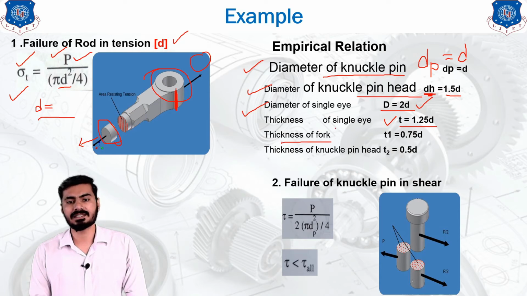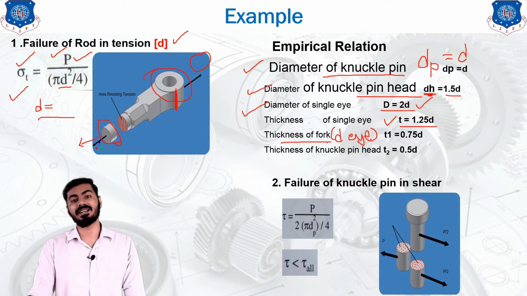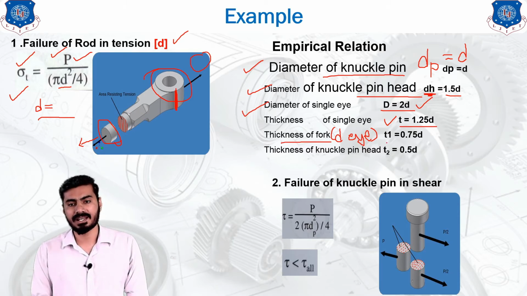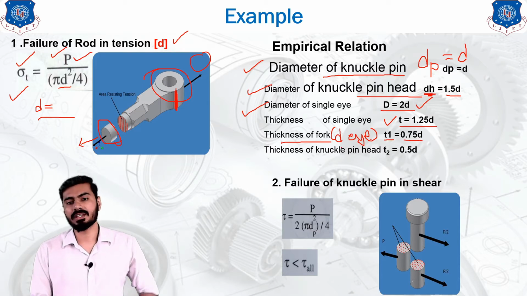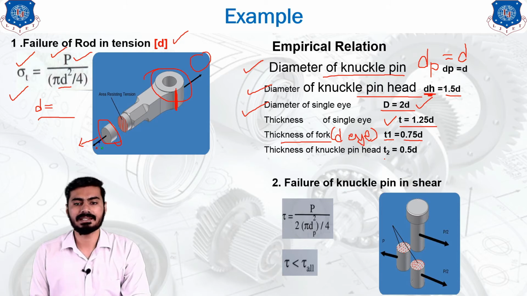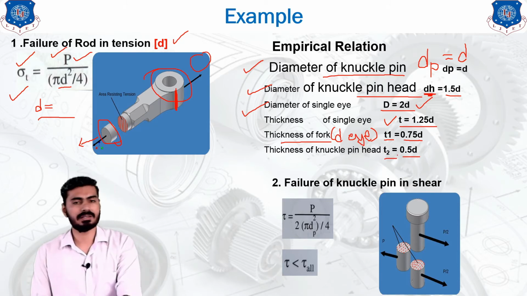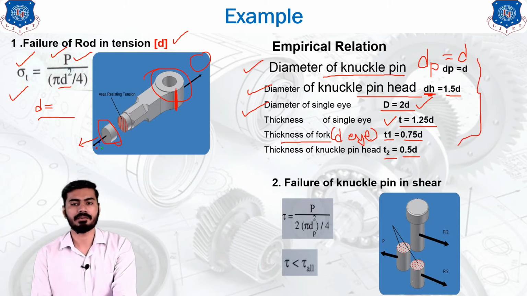Now this is another representation for the double eye. This is the double eye notation. Fork is also known as a double eye. So the double eye or fork thickness is represented by T1, that is nothing but 0.75 times d. Now the thickness of the knuckle pin head, that is T2, equals 0.5 d. So these are the empirical relations using which we will be able to calculate the dimensions of each and every component.